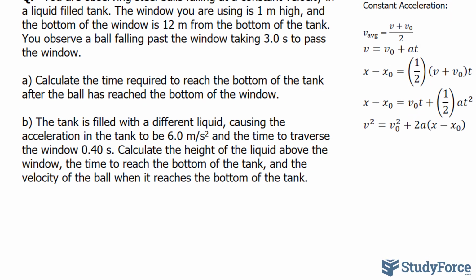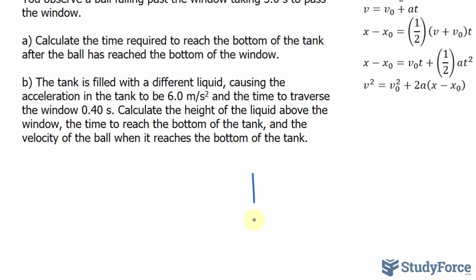In part A, calculate the time required to reach the bottom of the tank after the ball has reached the bottom of the window. This one's actually quite simple. So if we draw a picture of a window, let's make a rectangle. The height of this window is 1 meter, and it takes 3 seconds for this ball to pass the window. So let's say it's out of sight. It takes 3 seconds to do that.